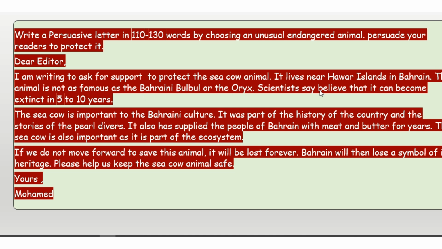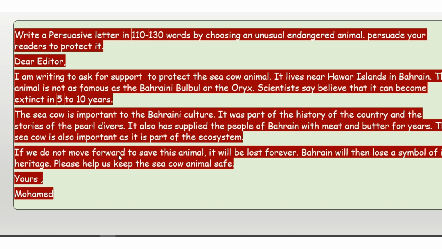Scientists believe that it can become extinct in 5 to 10 years. The sea cow is important to the Bahraini culture. It was part of the history of the country and the stories of the pearl divers. It also has supplied the people of Bahrain with meat and butter for years. The sea cow is also important as it is part of the ecosystem.